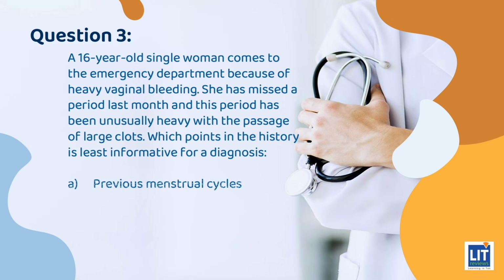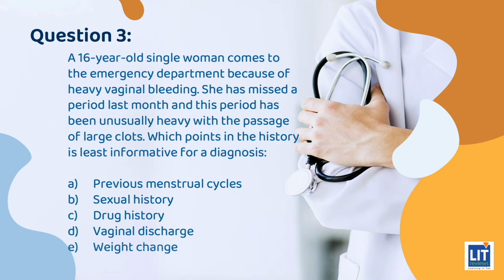Question 3. A 16-year-old single woman comes to the emergency department because of heavy vaginal bleeding. She has missed a period last month, and this period has been unusually heavy with the passage of large clots. Which point in the history is least informative for a diagnosis?